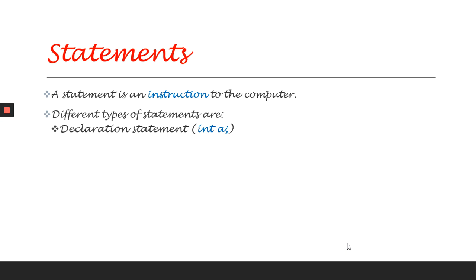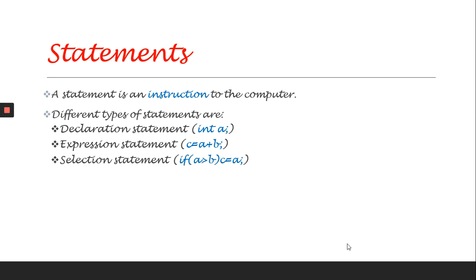The first one is declaration statements. When we want to declare a variable, we use a declaration statement. For example, int a is a declaration statement where a is declared to store data of type integer. Okay, the next one is the expression statement. Here we do calculations or manipulations. Here you can see that C equal to A plus B means the values in A and B will be added and assigned to the variable called C. That is an expression statement.